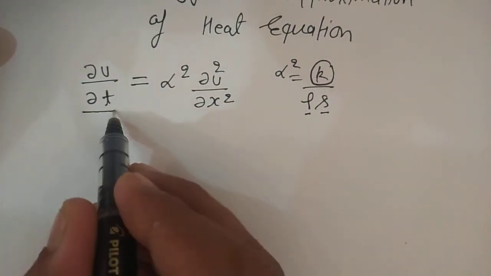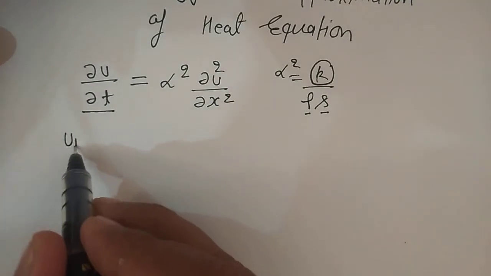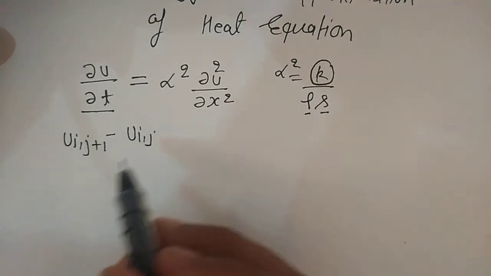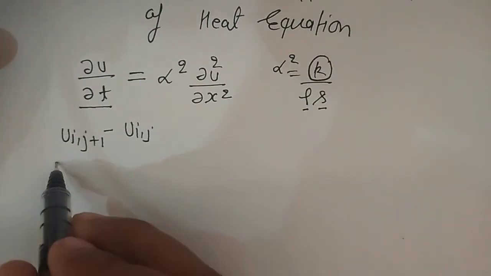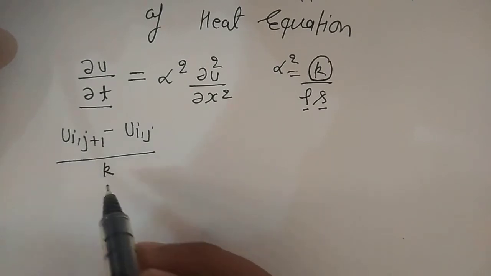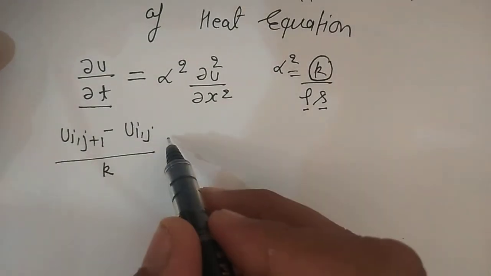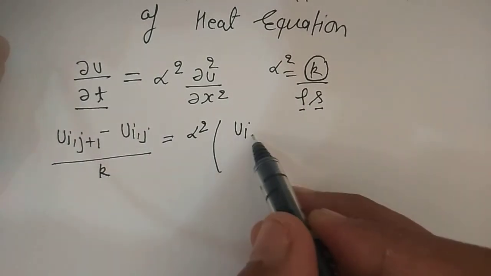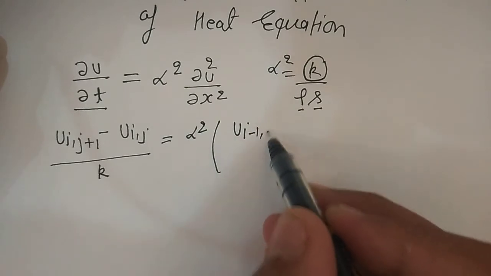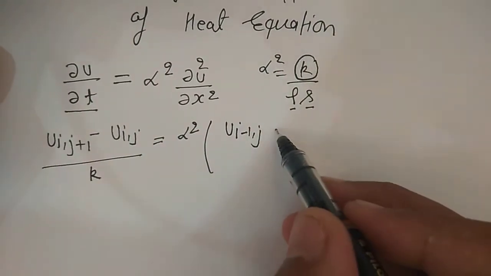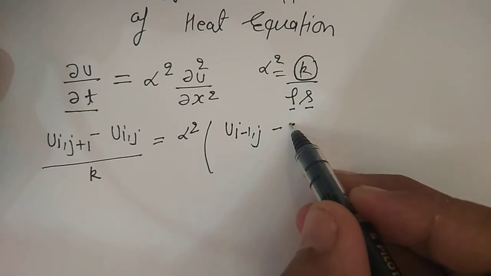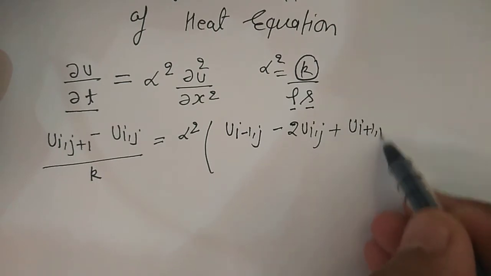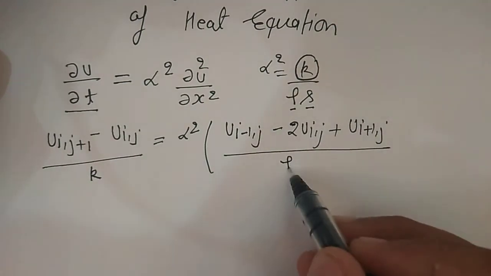So this del U by del T can be approximated as u i comma j plus 1 minus u i comma j divided by k, where k is the increment in y direction, equal to alpha square and u i minus 1 comma j minus 2 u i comma j plus u i plus 1 comma j by h square.